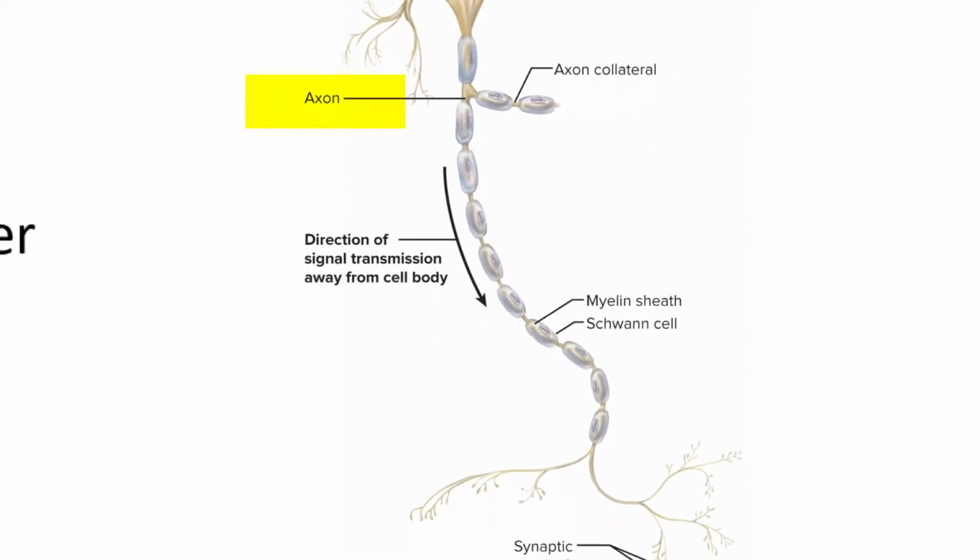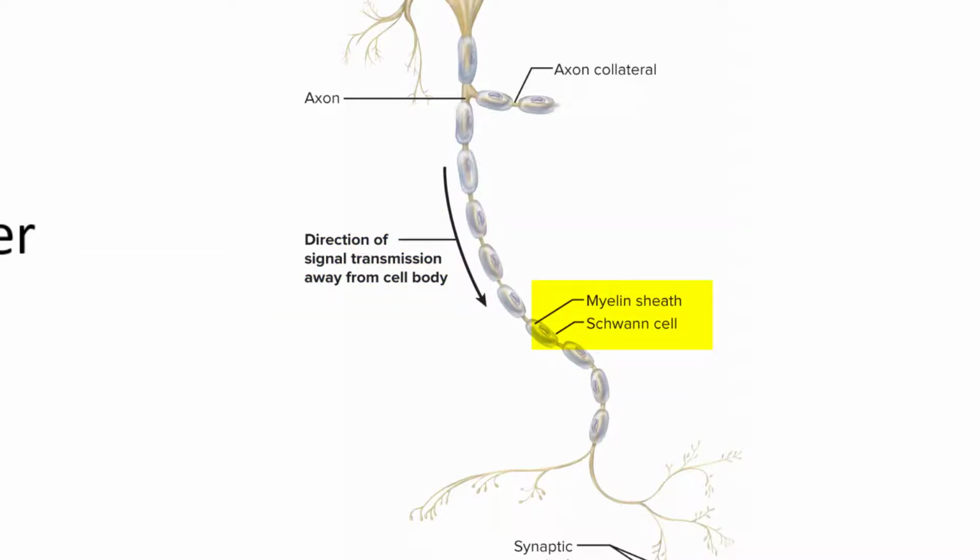An axon is a single nerve fiber that arises from the cell body and looks like a long tail extending outward. The axon receives stimuli from the cell body and transmits that stimuli to another neuron, or what we call an effector, which is just another muscle or organ.